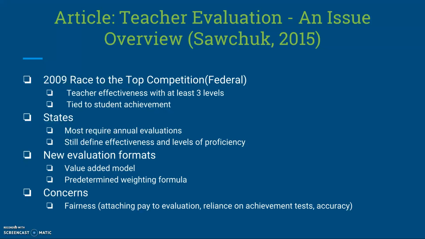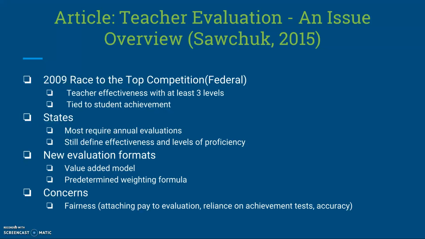So the states are still allowed to define what teacher effectiveness looks like and what the levels of proficiency are in each state. Also, most states now require that districts conduct annual evaluations of teachers as opposed to every 2 to 3 years. So there are new evaluation formats that started as a result of different federal legislation.